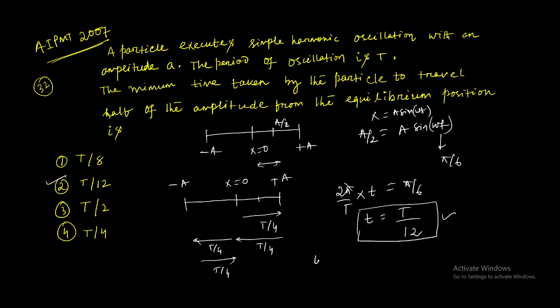From 0 to A by 2 this will take T by 12 second. And A by 2 to A, this will be taking around T by 6 second. You should remember all these things. So they have asked from x equal to 0 to A by 2, this will be T by 12 second. Now x equal to A by 2 to A, this will be T by 6.